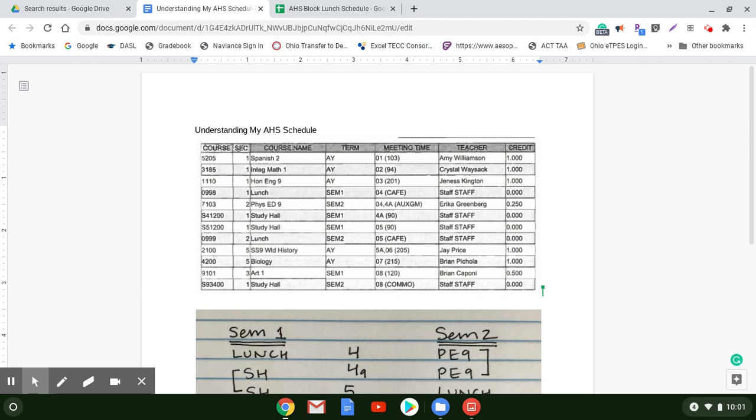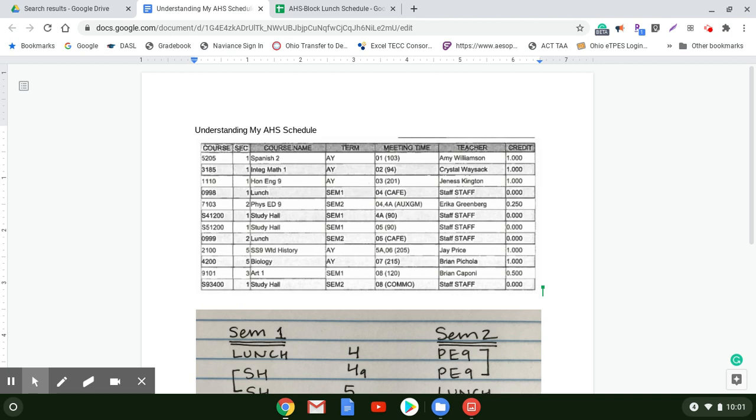Hello, we are going to look at a schedule that at first glance may look a little bit more complicated. If you're used to reading an Aurora High School schedule, or if this is your first time reading an Aurora High School schedule, you'll see that some of the courses are listed for the term AY, which is all year. So, first period, second period, and third period classes on the schedule are all year classes.